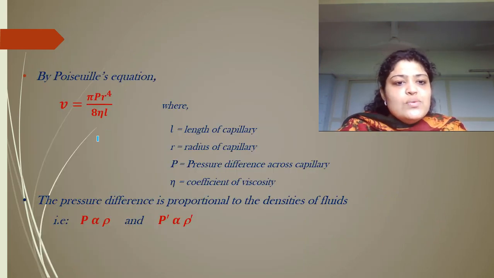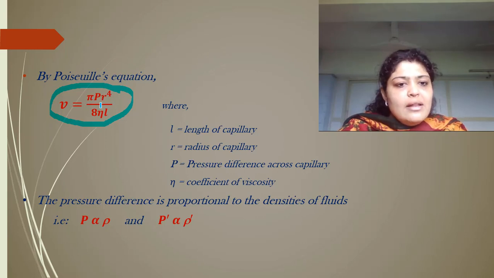This is done using a standard equation known as Poiseuille's equation, which states that velocity V is equal to pi P r raised to 4 upon 8 eta L, where P is the pressure difference across the capillary, r is the radius of the capillary, L is the length of the capillary, and eta is the coefficient of viscosity we need to measure.